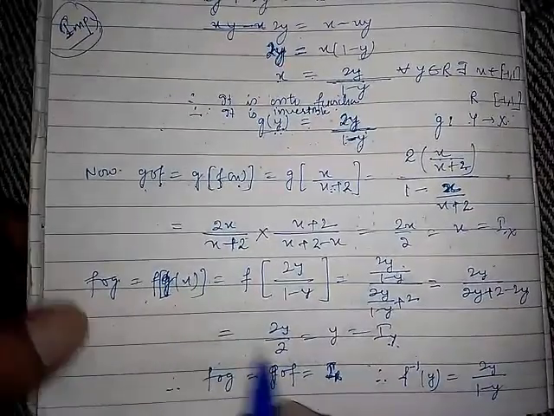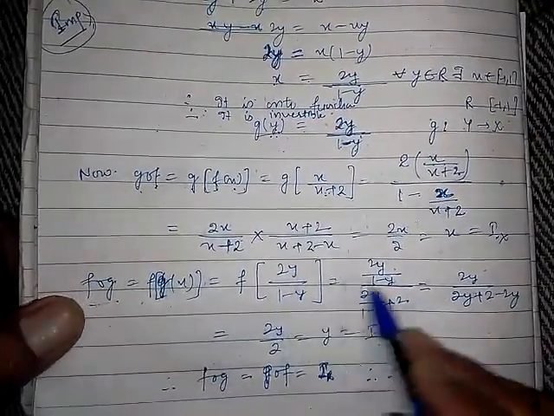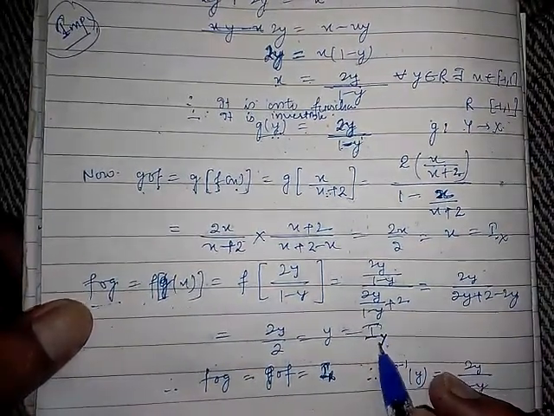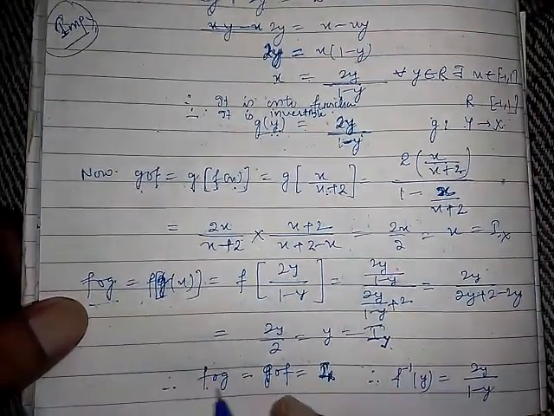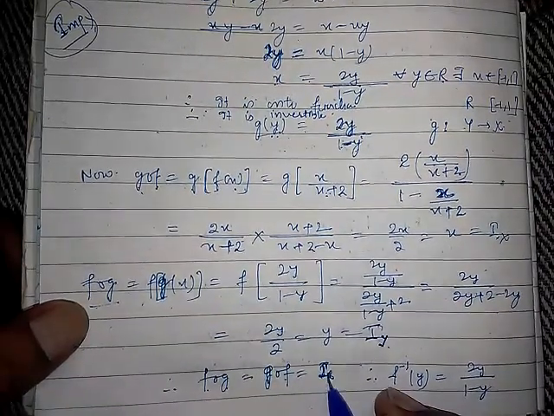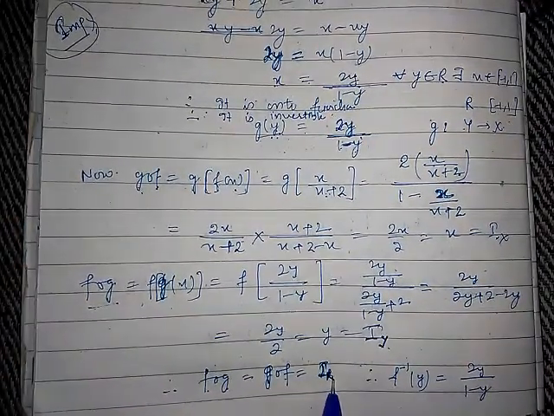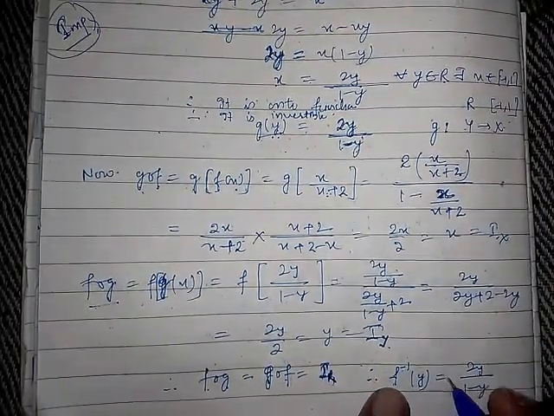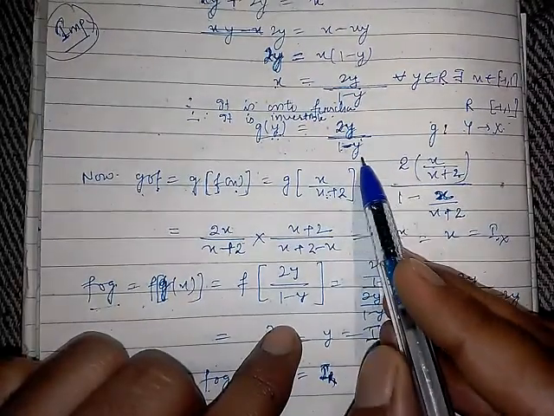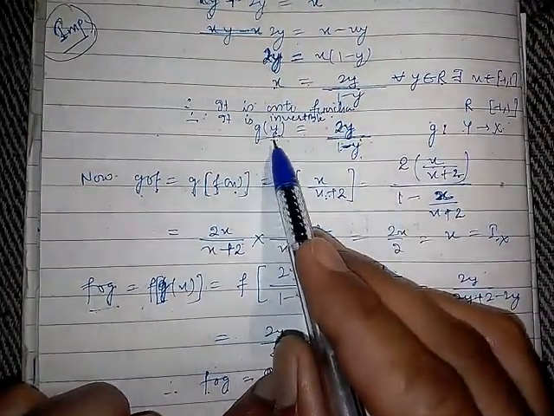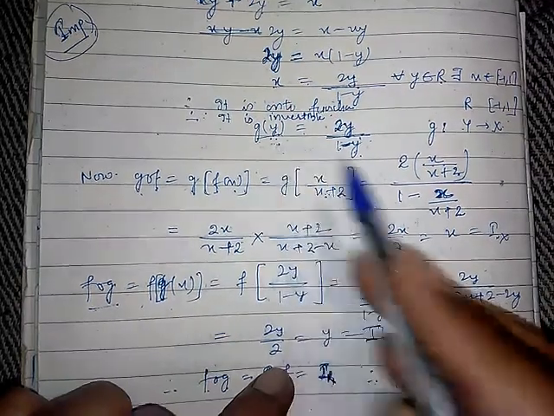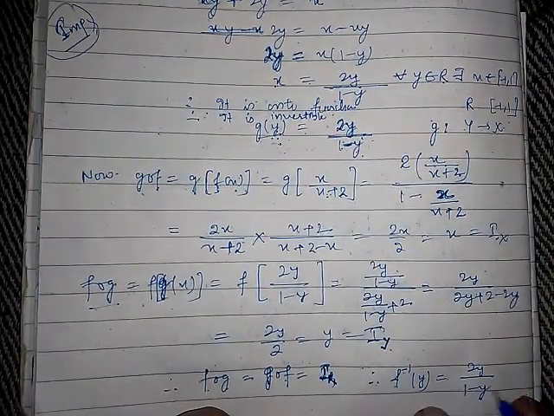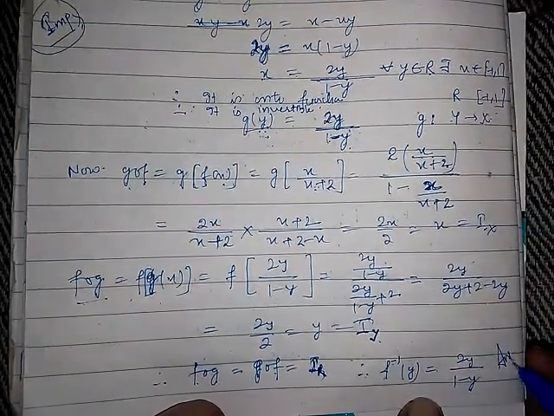In the same way, you can find out fog, and you will come to know after calculation that fog is also equal to Iy. That is again identity function. So we can say that fog and gof both are equal to identity function, right? So therefore in this question, f inverse of y will be given by this one, 2y upon 1 minus y, because we have supposed this is the inverse function, and so this will be the inverse of f. Clear? That is 2y upon 1 minus y. So this is your answer.